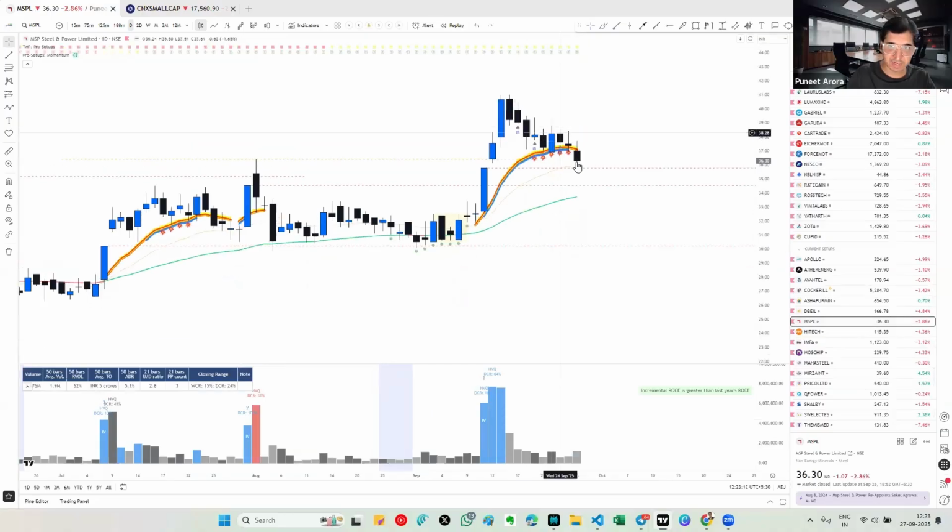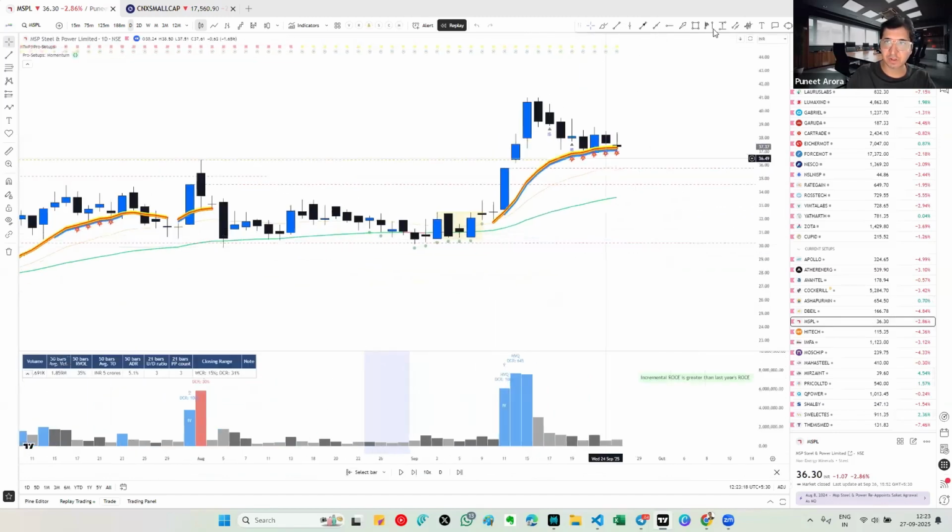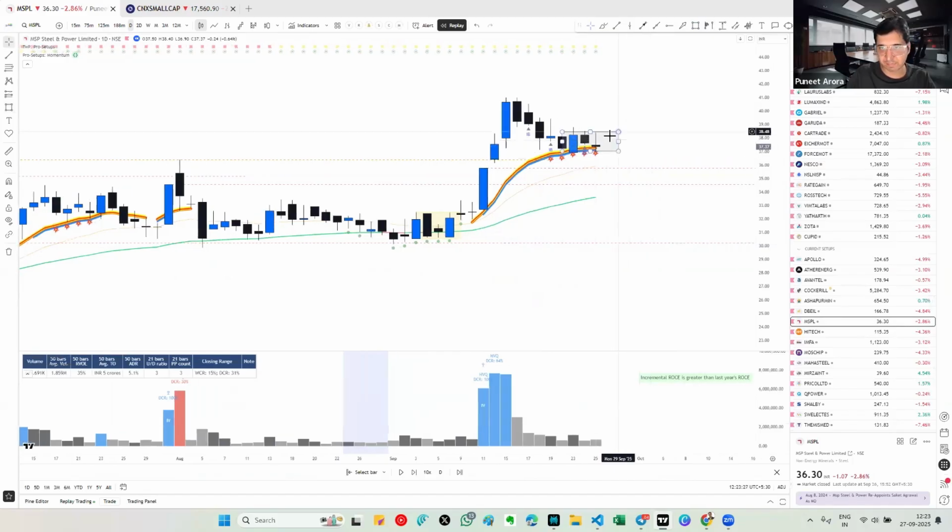This was tradable until yesterday, right? If this candle had not come, you see this, it was making this tight range. So an ideal entry would have been here with a tight stop loss, either the low of the day or the tight range.